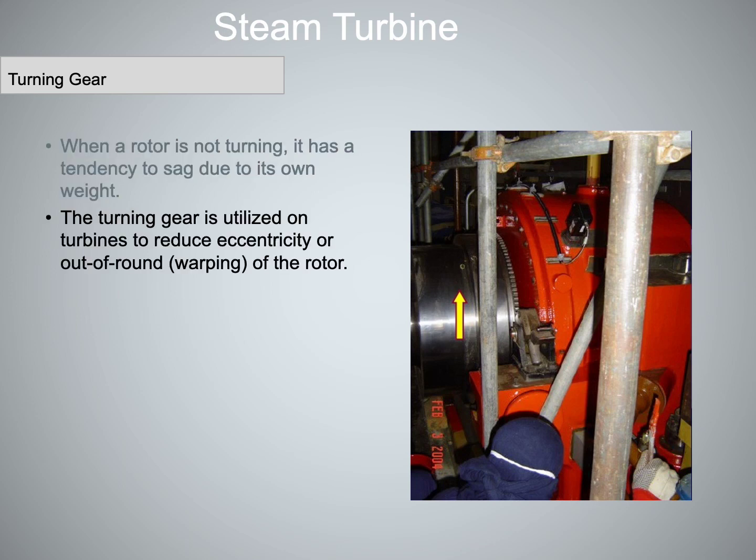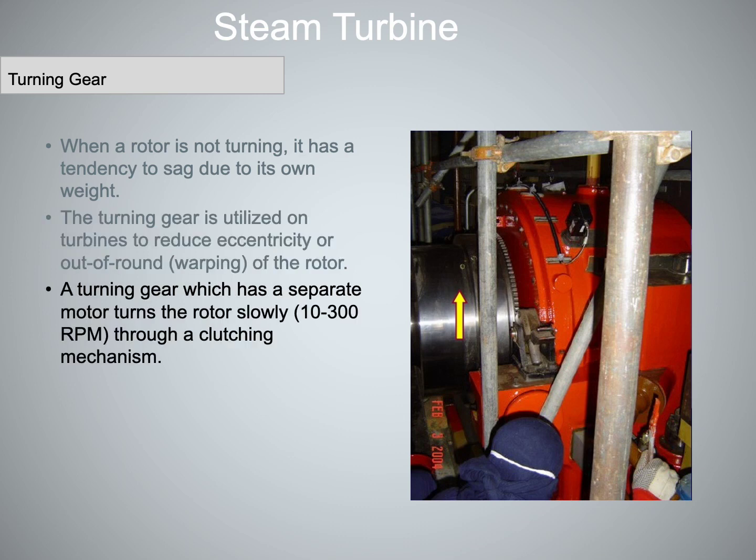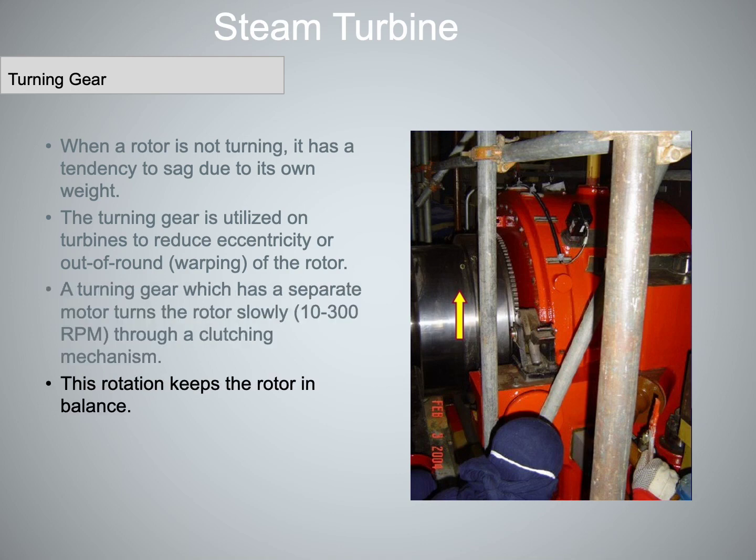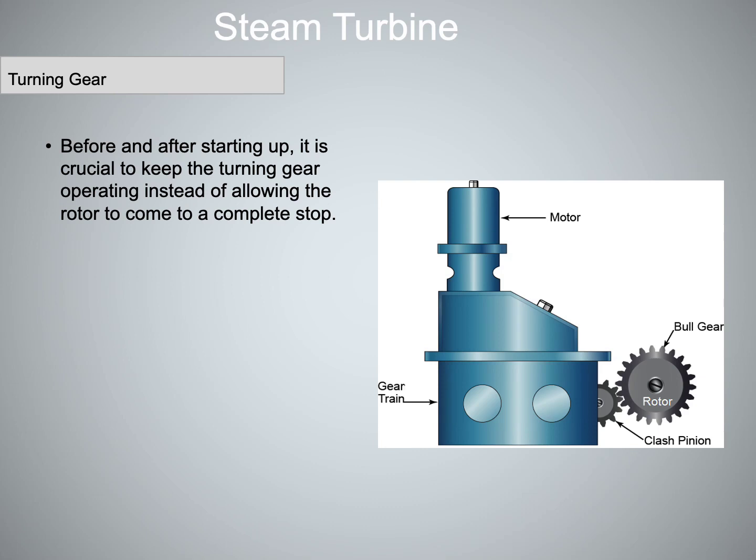The turning gear is utilized on turbines to reduce eccentricity or out of round warping of the rotor. A turning gear, which has a separate motor, turns the rotor slowly, 10 to 300 rpm, through a clutching mechanism. This rotation keeps the rotor in balance. Before and after starting up, it is crucial to keep the turning gear operating, instead of allowing the rotor to come to a complete stop.